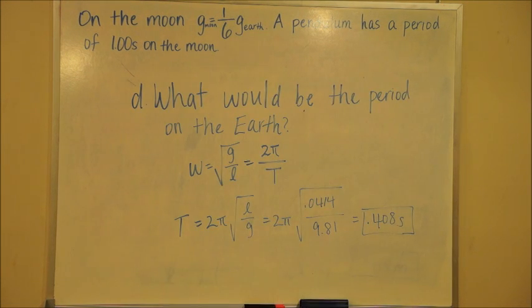The last part asks what would be the period on the Earth. Using the same equations as last time, angular velocity equals the square root of gravity over length equals 2 pi over period. You solve for T this time and using the Earth's gravitational acceleration 9.81 as g instead of the moon's. So you end up with period equals 2 pi times the square root of length over gravity, and after you plug in all of the numbers, using the length that you found in the last part, you get the period equals 0.408 seconds.